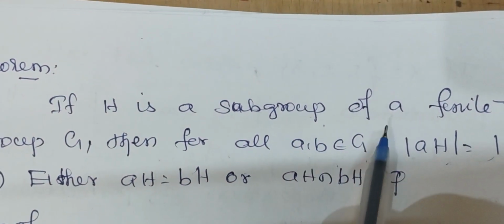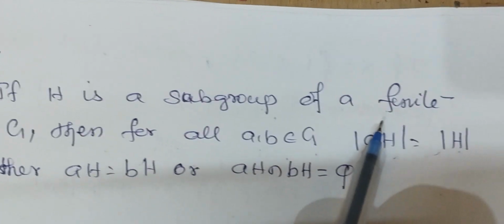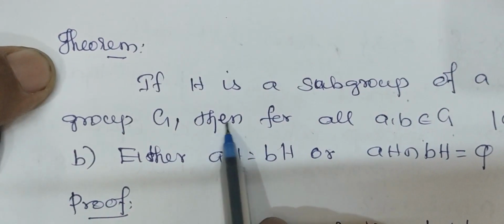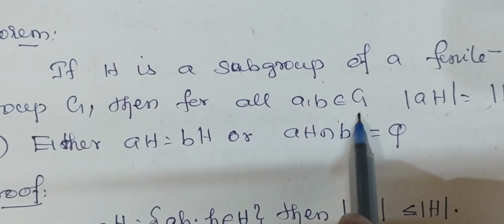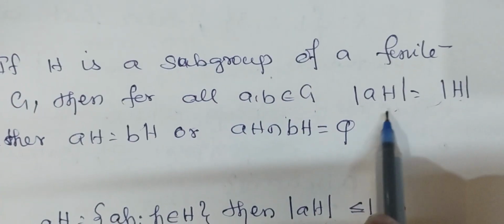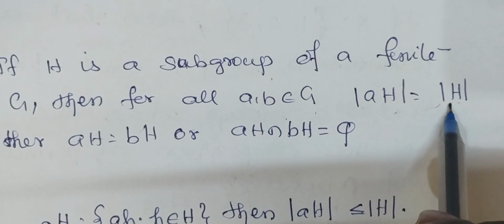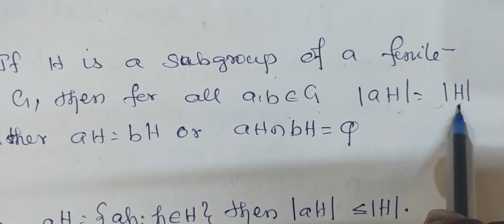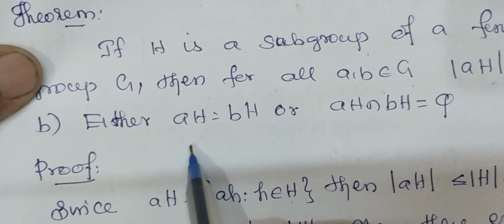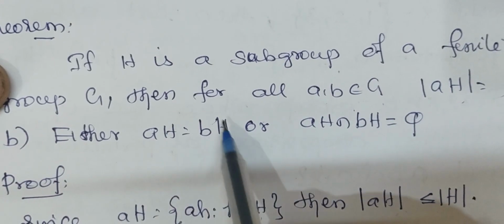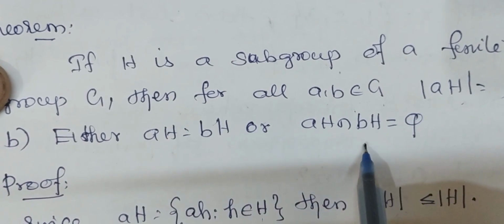If H is a subgroup of a finite group G, then for all a, b belonging to G, the order of aH is equal to the order of H. And the next one is: any two cosets are either identical or disjoint.